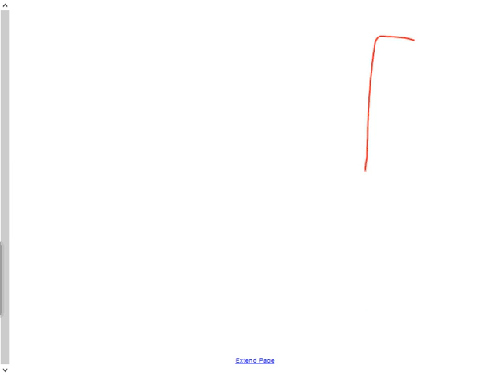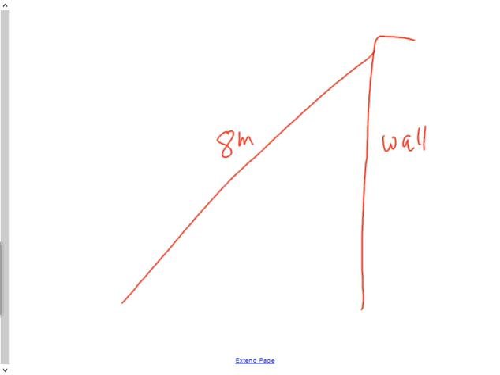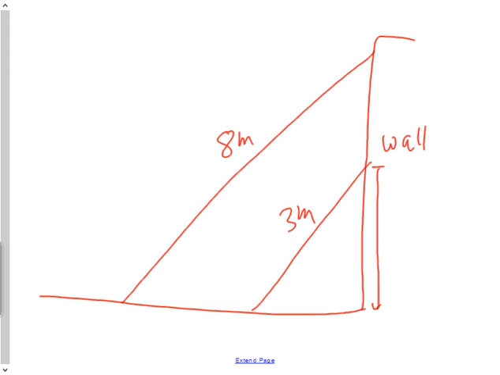So here's a wall. And there are two ladders leaned up against it. There's an 8-meter ladder, and there is a 3-meter ladder leaned up against it. Okay. The 3-meter ladder is able to go up 2.4 meters on this wall. The question is, how high up can the 8-meter ladder go?